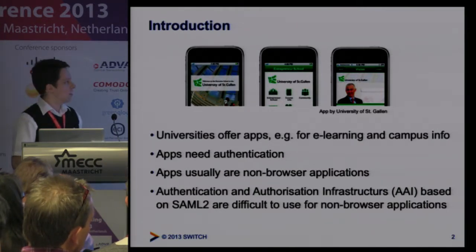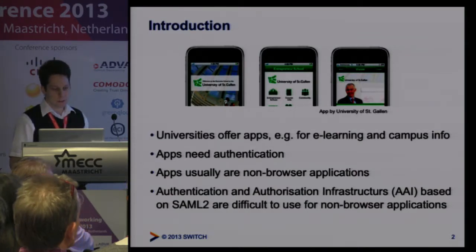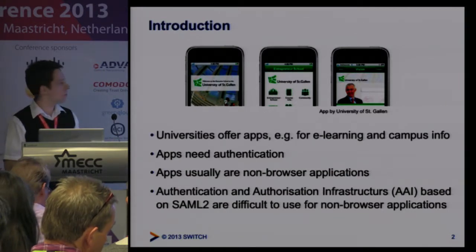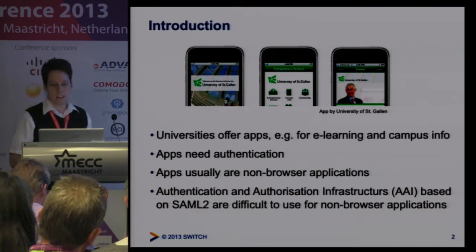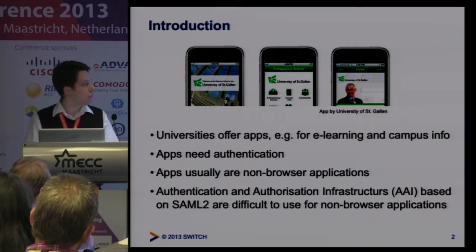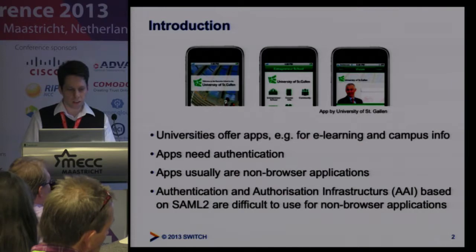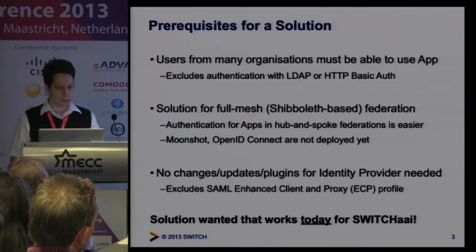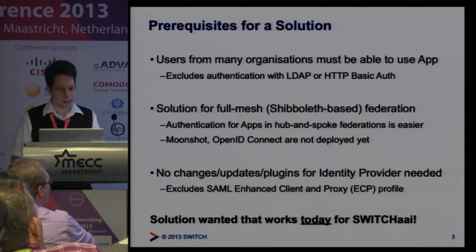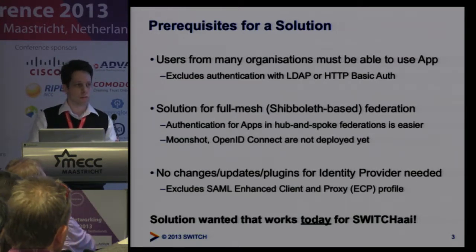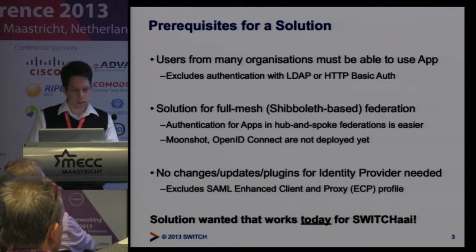And then it's obvious that a SAML-based authentication system like Switch AAI or other federations could be used to solve this problem, but it's not that easy. And since these apps seem to be a hot topic for the universities, we started thinking about possible solutions. Now, before we started to look at these solutions, we created some prerequisites. On one hand, we didn't want to find solutions where users of only one university would be authenticated, because that's boring.